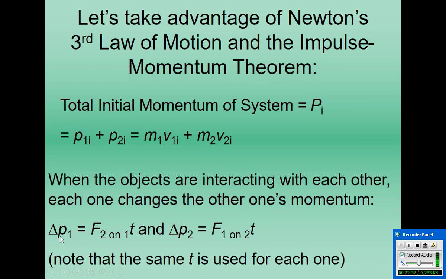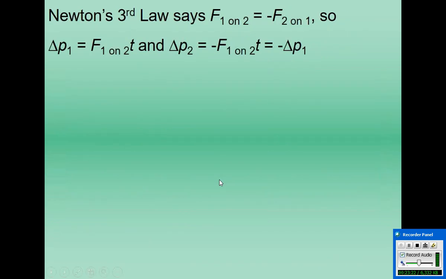The change in momentum for object 1, according to the impulse momentum theorem, is equal to the force that object 2 exerts on object 1 times the duration that the force is applied. And the change in momentum for object 2 is equal to the force that object 1 applies on object 2 for this duration of time. As we discussed, this duration is the same for both. Furthermore, Newton's third law says that the force that object 1 exerts on object 2 is equal in magnitude but opposite in direction to the force that object 2 exerts on object 1. So we see F1 on 2 equals minus F2 on 1.